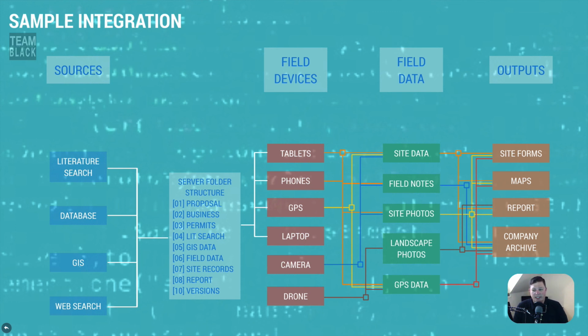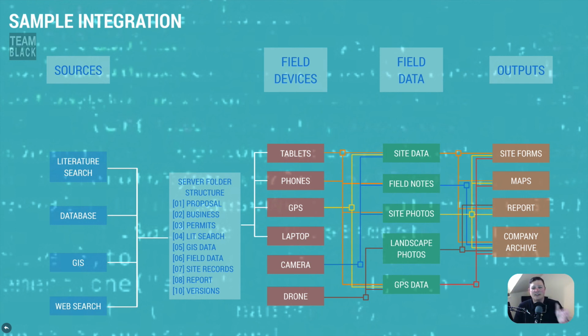Site photos, again, go into all four. Landscape photos are pretty much the same thing, but are typically not going to go into your site forms or your maps, and will go into your report if you need them. And then, of course, your company archive, where everything goes. And then, of course, your GPS data goes into your site forms, your maps, and your company archive. And it could be argued that it goes into your report, but I would argue that the maps go into your report. So there would be another thing over there.